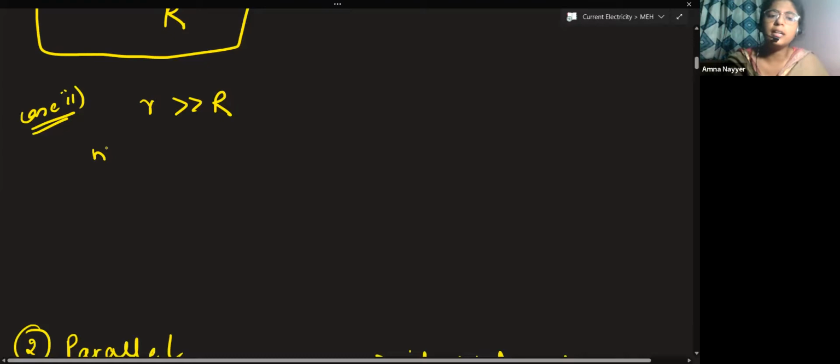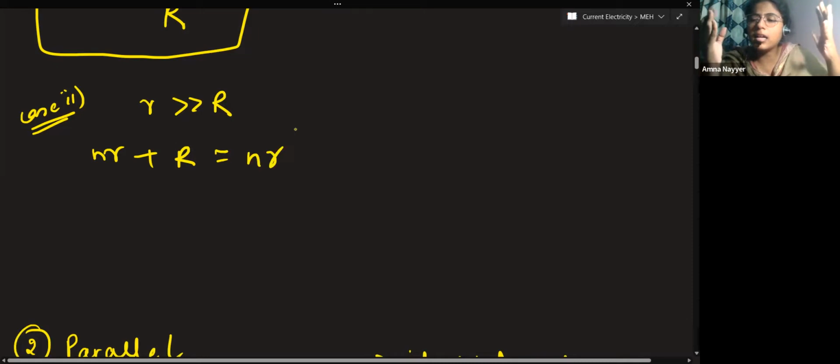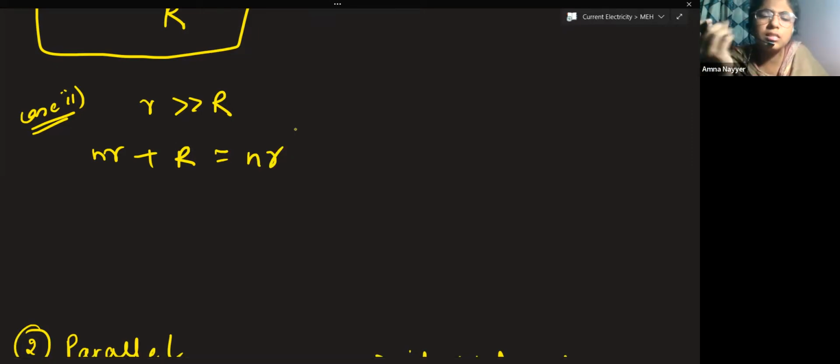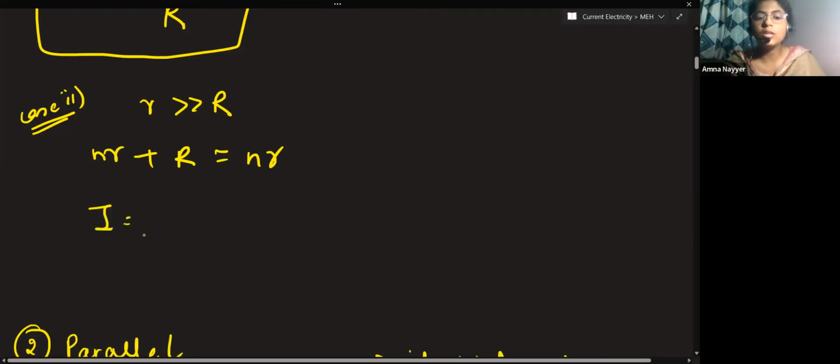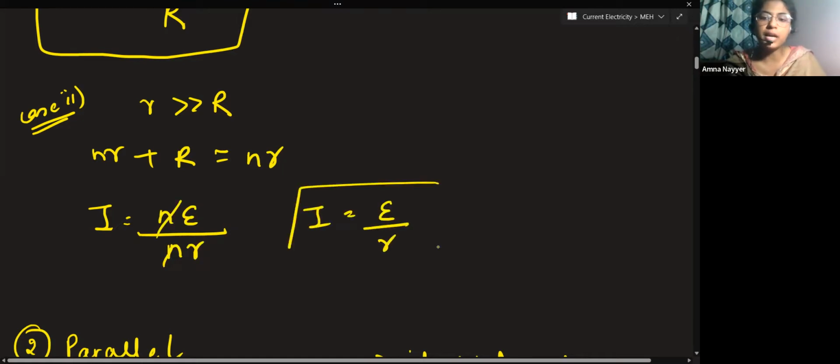So just relate again. It's nr plus capital R. This time capital R is small, so nr dominates. In this nr you're adding just capital R, and capital R is so small right now, so it's insignificant. You can write it as nr simply. So what was the value of current? nE was the numerator and this was the denominator. Now we'll write the denominator as nr. n gets cancelled. Value of current is E by r.